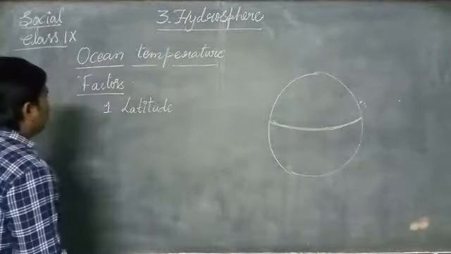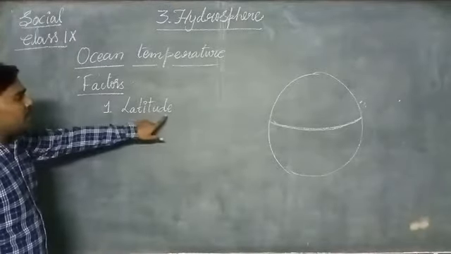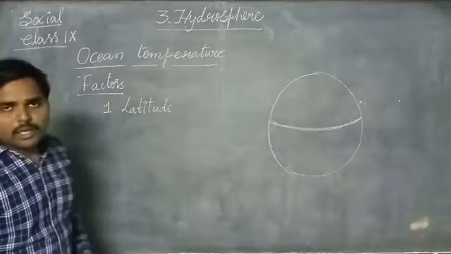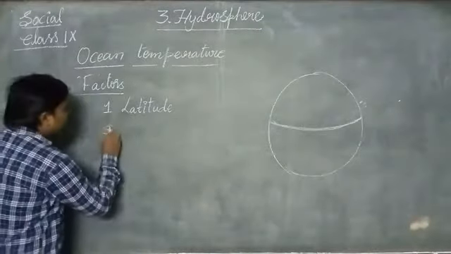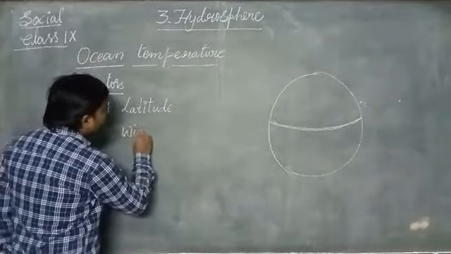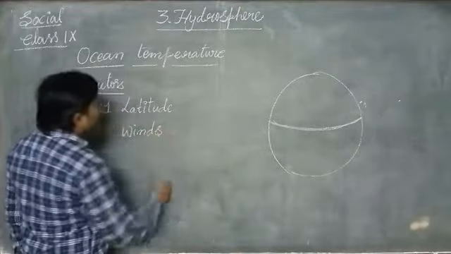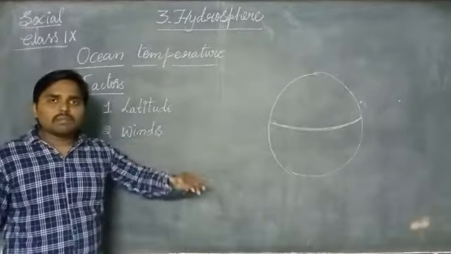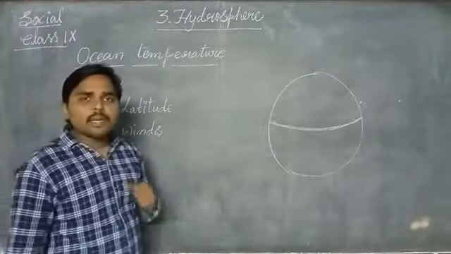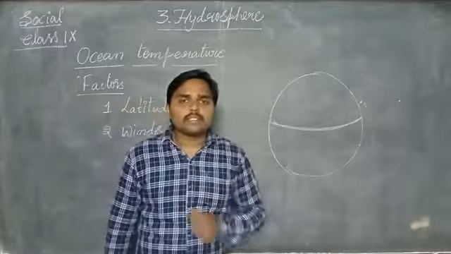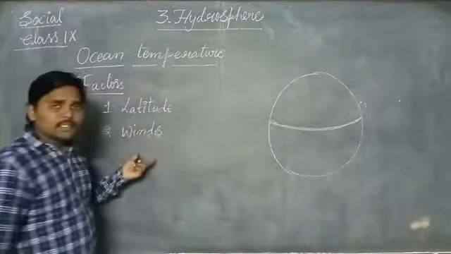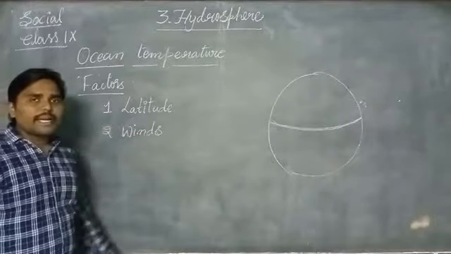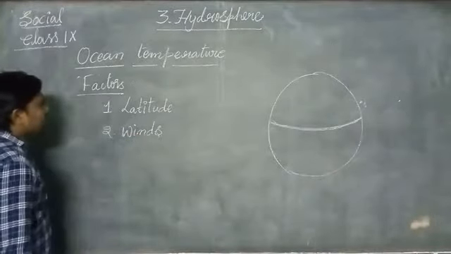So latitude is the first and prime factor for the oceanic temperature, and the second one is winds. When winds flow on the surface of the oceans, they decrease the temperature of the ocean on the surface. So winds can also change the temperature of the ocean. Winds are also one of the factors of ocean temperature.